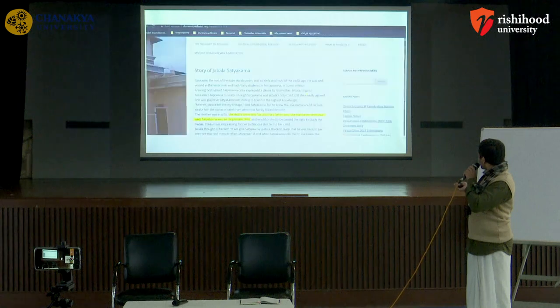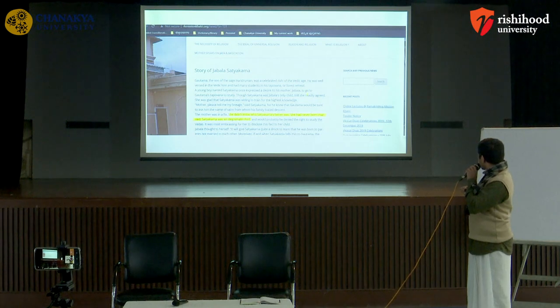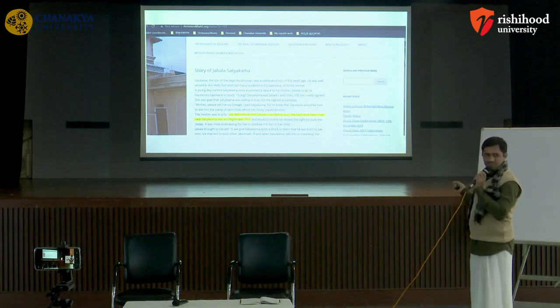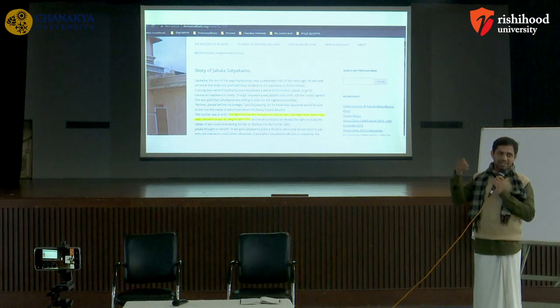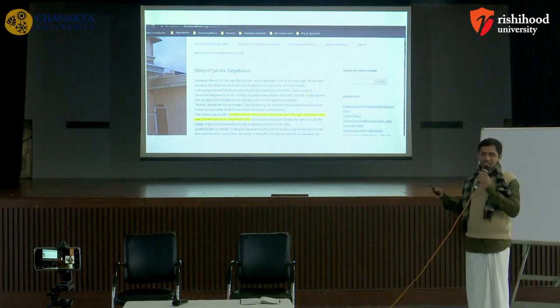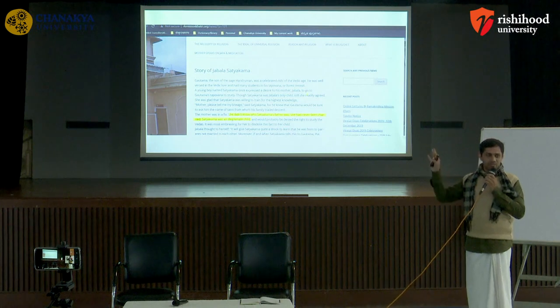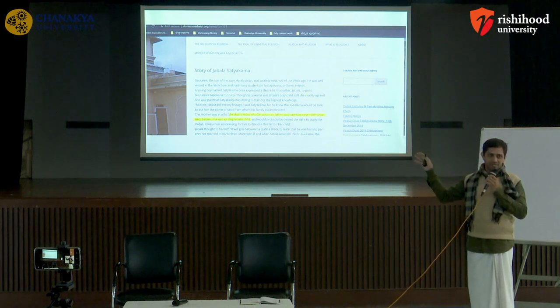This we will find here, and it is from some branch of the Ramakrishna Mission. She didn't know who Satyakama's father was. She had never been married. Satyakama was an illegitimate child. So even they say she was not married, she was a maid, and Satyakama was an illegitimate child. Therefore, she didn't know the gotra. This is what we find in all the websites everywhere.